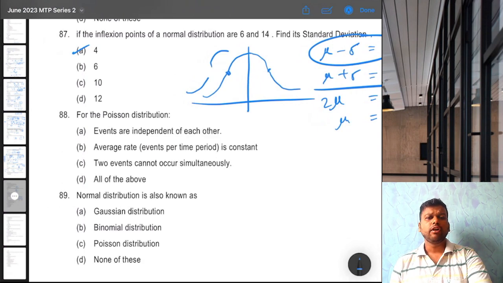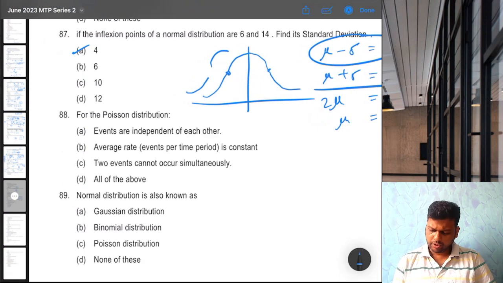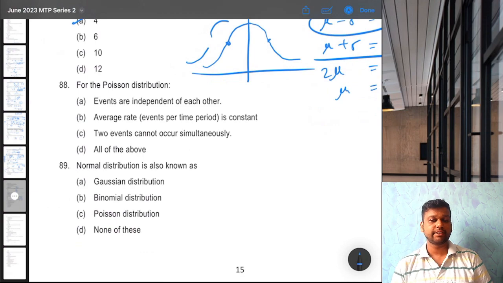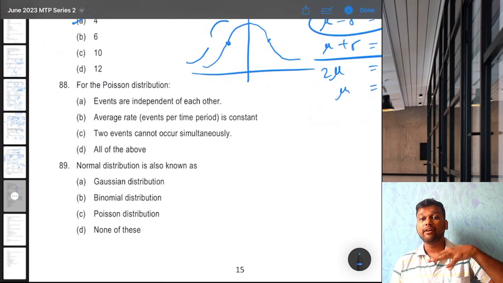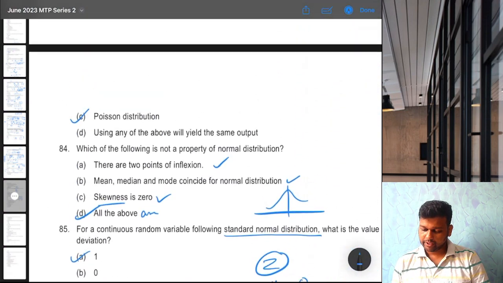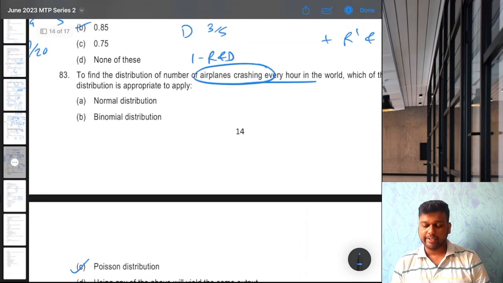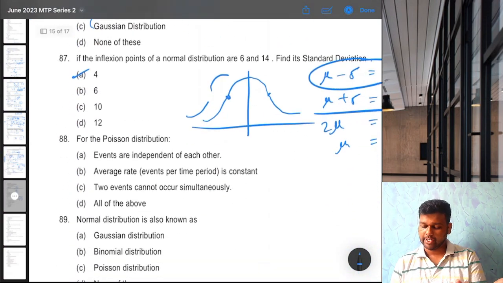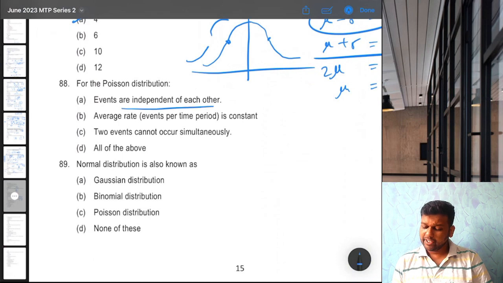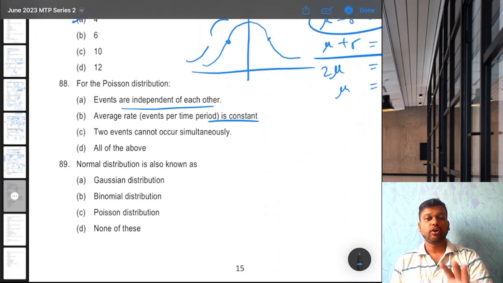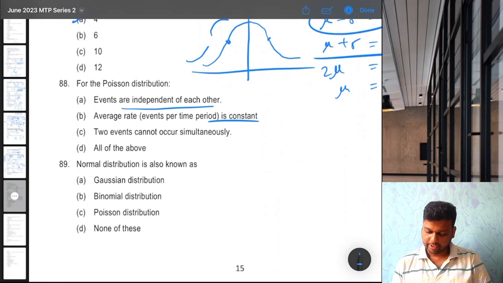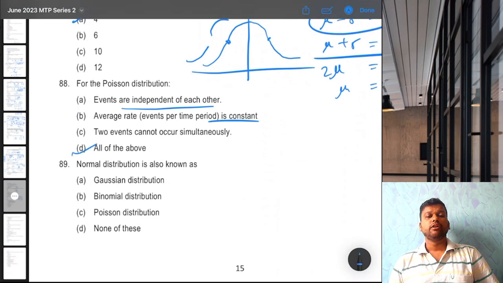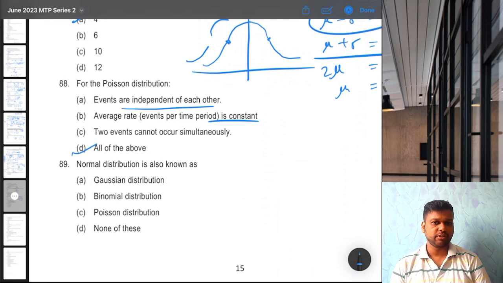88. For Poisson distribution, events are independent of each other. That is correct because, just like we saw in the previous question, one crash is not dependent on other crash. So this is correct. Average rate is constant. That is also correct because for Poisson distribution to be applicable, hourly average of number of crashes has to be same, right? Two events cannot occur simultaneously. Yes, so all of the above is the correct answer. So these are basic properties of Poisson distribution.